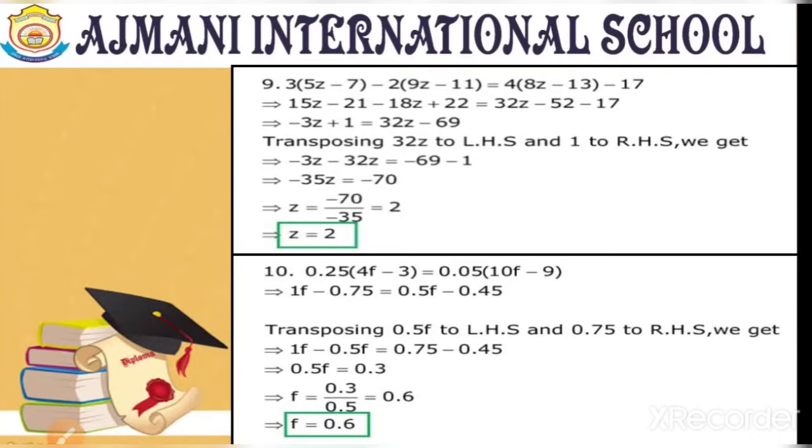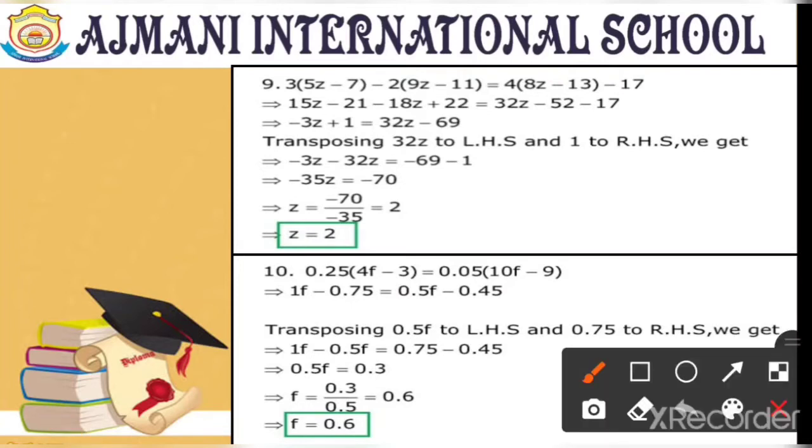3 bracket of 5z minus 7 minus 2 bracket of 9z minus 11 is equal to 4 bracket of 8z minus 13 minus 17. So use the BODMAS rule and solve these brackets. You would get 15z minus 21 minus 18z plus 22 is equal to 32z minus 52 minus 17. After solving them together, you would get z is equal to minus 70 by minus 35, minus and minus would get cancelled, and you would get z is equal to 2.